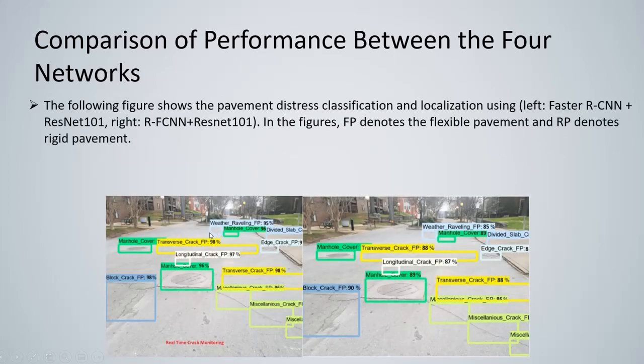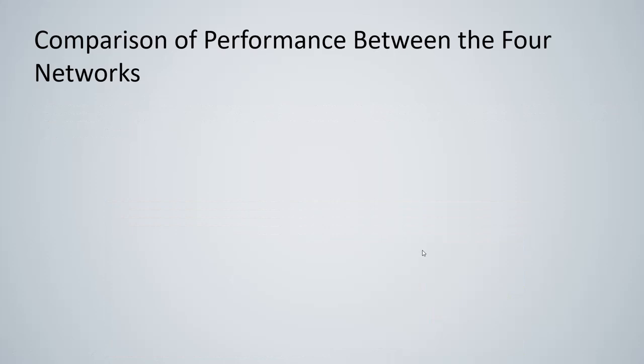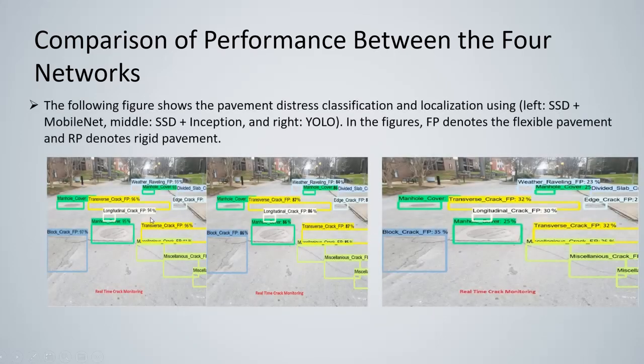In this figure, this one is the R-FCN and ResNet 101 and this one is R-FCN and ResNet 101. As you can see, the model confidence is different. This one is 98%, this one is 88%. The left one is the SSD MobileNet, the middle one is the SSD Inception, and the right one is the YOLO. As you can see, the YOLO has the least accuracy. That means confidence level.